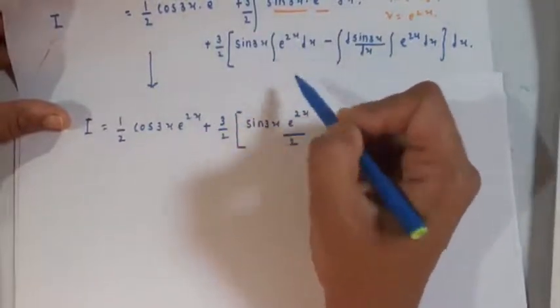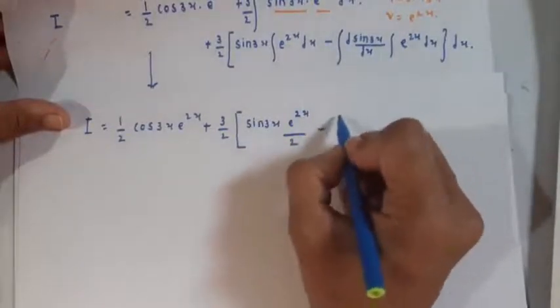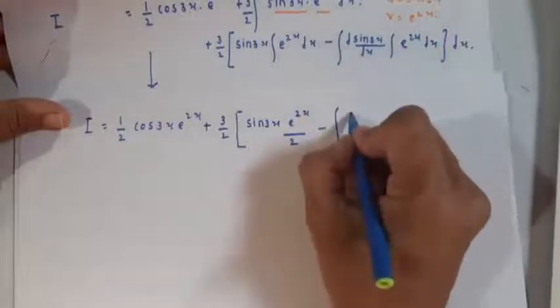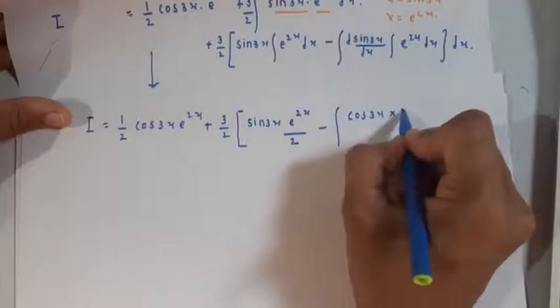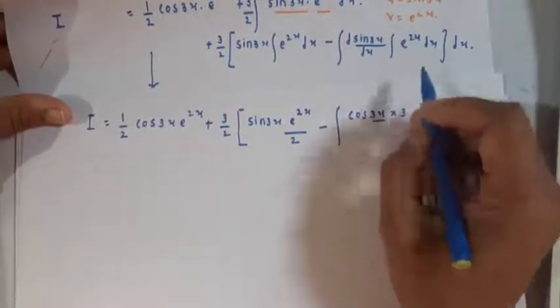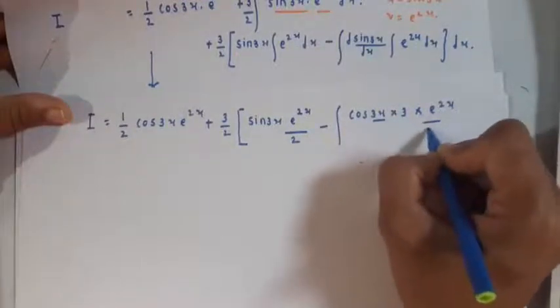Integration of e raised to 2x is e raised to 2x upon 2, as I have already explained how the integration of e raised to 2x is this, minus, now in integration differentiation of sine of 3x is cos of 3x into 3, because 3x is again a differentiable function, into integration of e raised to 2x is e raised to 2x upon 2.